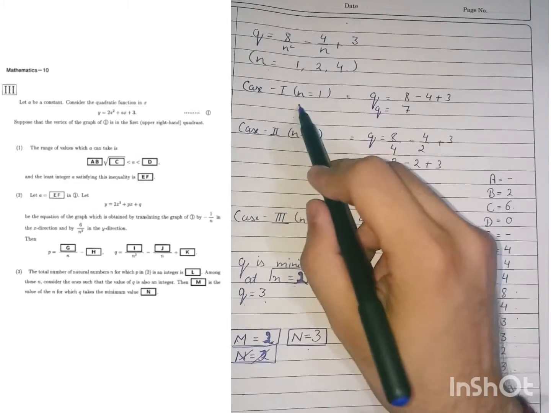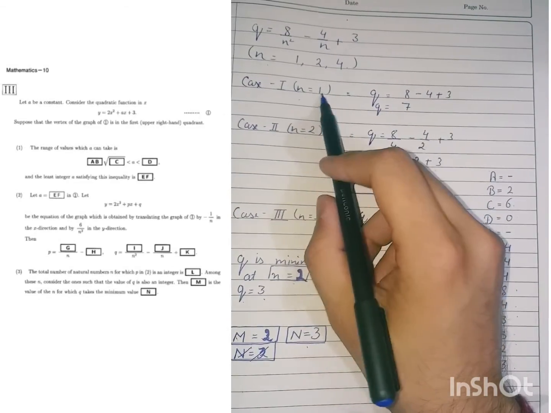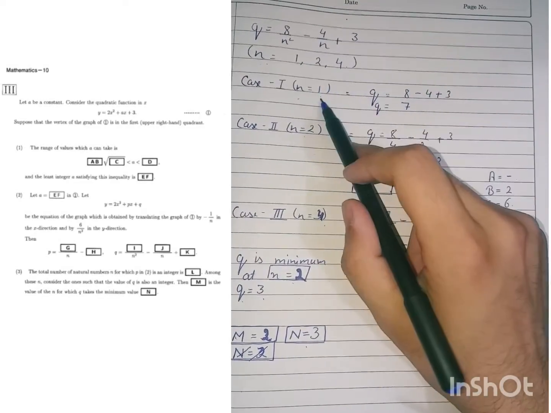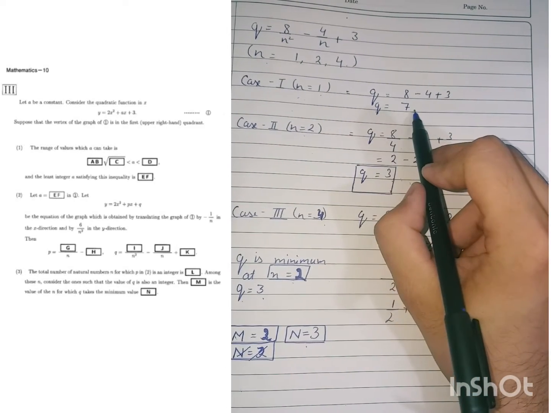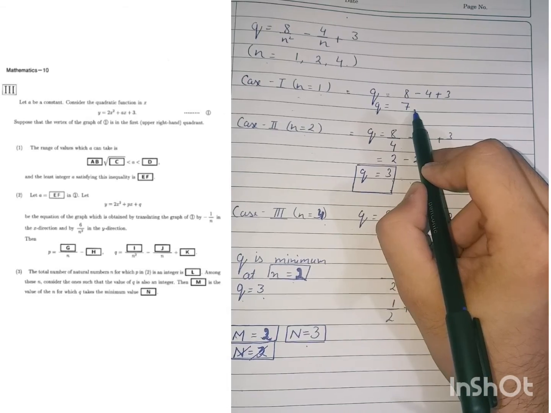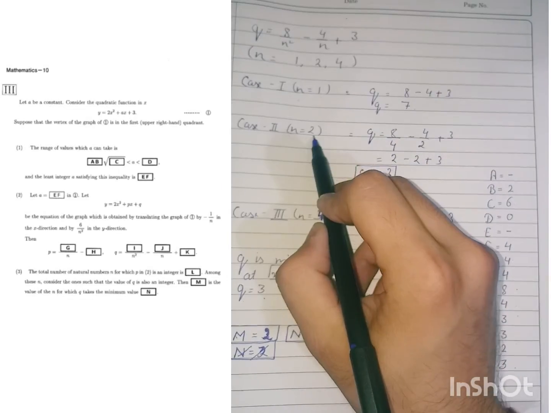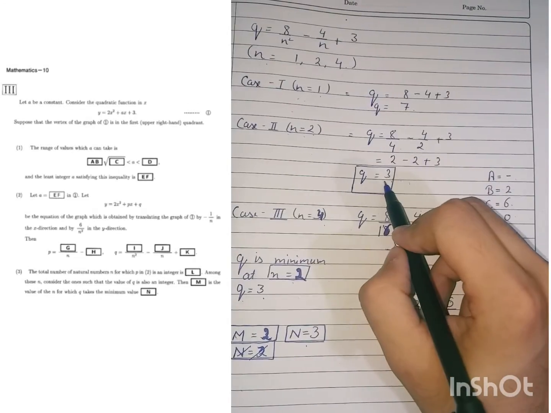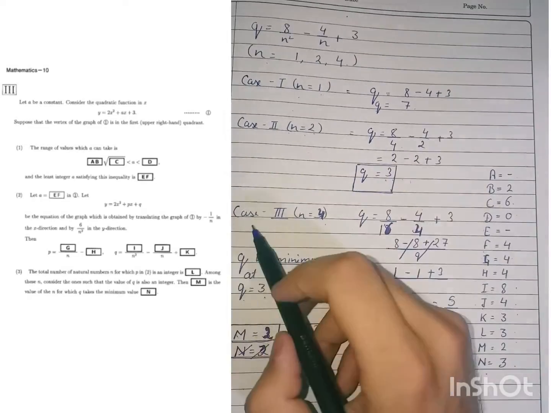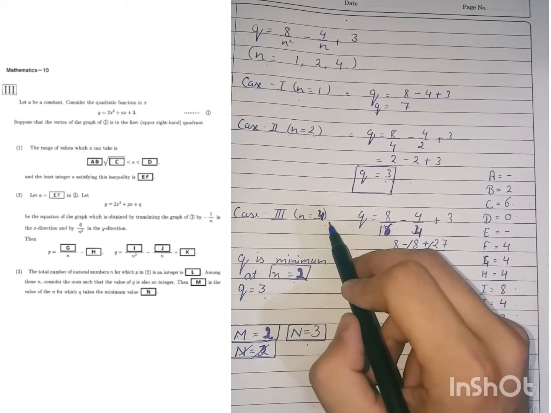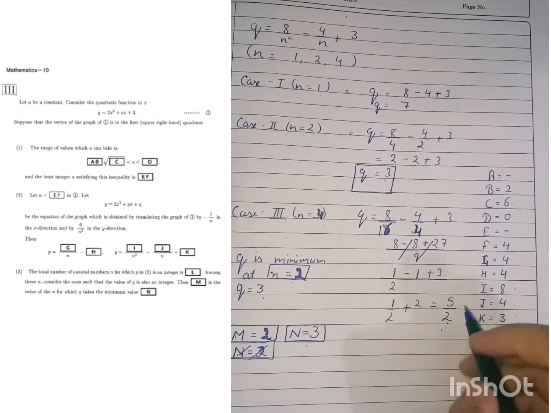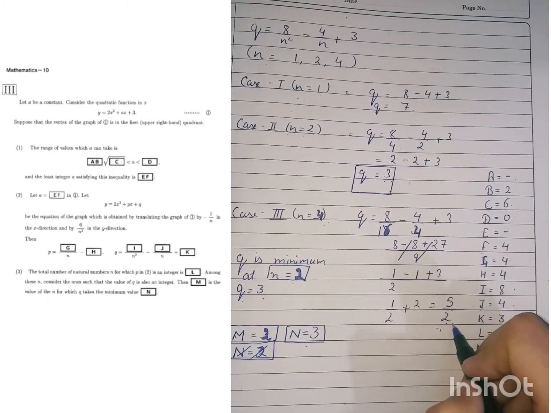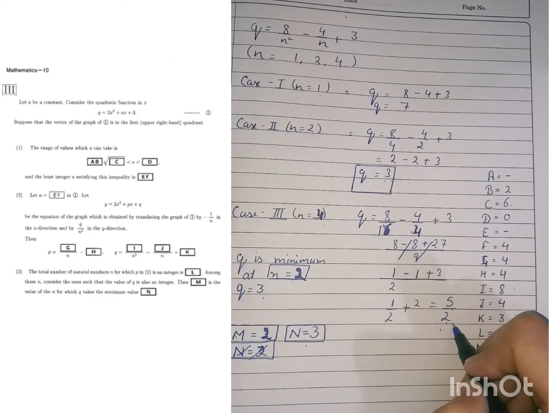So case 1, when n is equal to 1 we put it in q. By putting 1 in q we get q is equal to 7, which is an integer. By putting n is equal to 2 we get q is equal to 3, which is again an integer. So case 3, we put n is equal to 4. By putting n is equal to 4 we get q as 5 upon 2, which is not an integer, it is a fraction number.